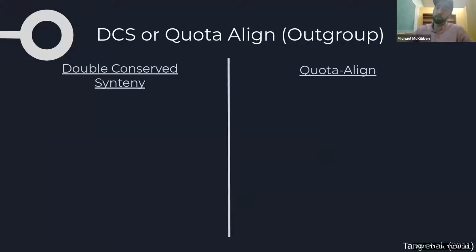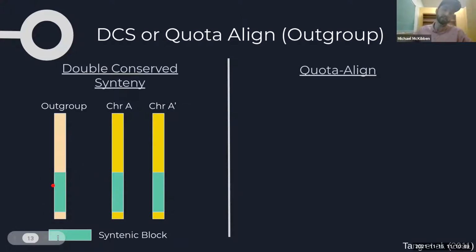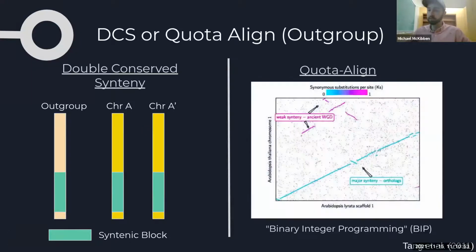Taking it a step further, we can also compare syntenic blocks to an outgroup. The simplest version of this is double conserved synteny, where say I have my syntenic block pair in my focal species. If both of these pairs also match to an outgroup, it's likely that they're a syntenic block from a given whole genome duplication. A more complex way of doing this is using something called quota-align, which uses binary integer programming to try and sort out the origins of different syntenic blocks within a given genome.